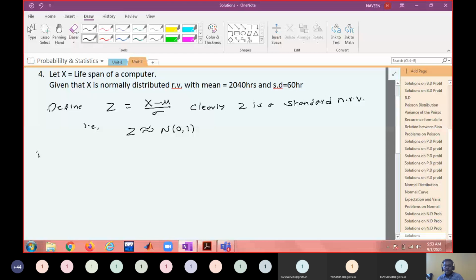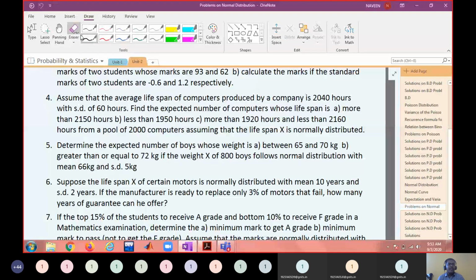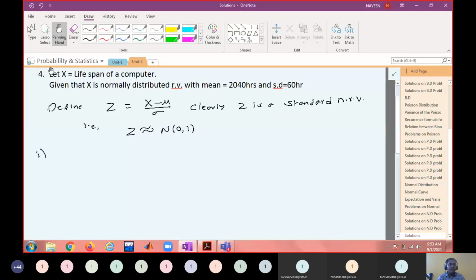What was the first problem? You're asked for the expectation. Once you have the probability, you can multiply the probability with the total frequency and you will get the expected number. We don't bother about the expected number at present. We shall find the probability that the lifespan of a computer is more than 2150 hours.